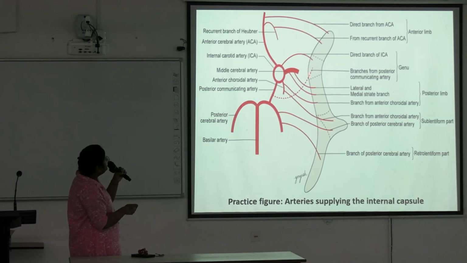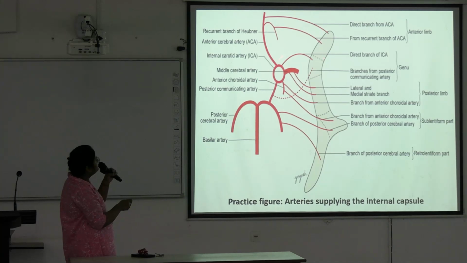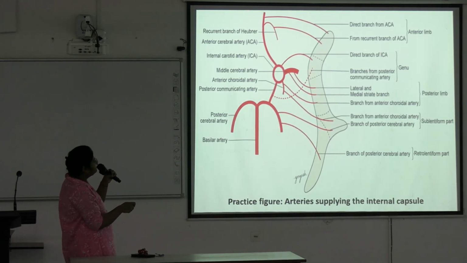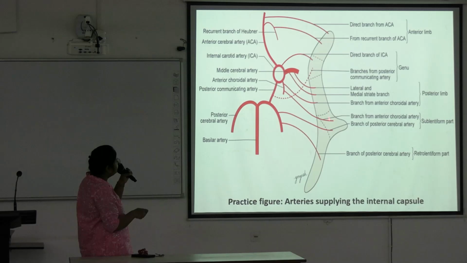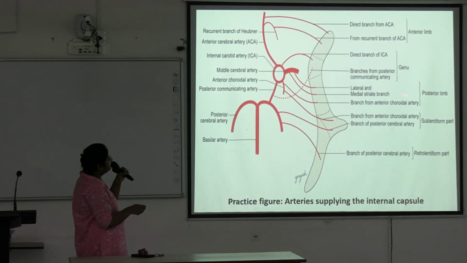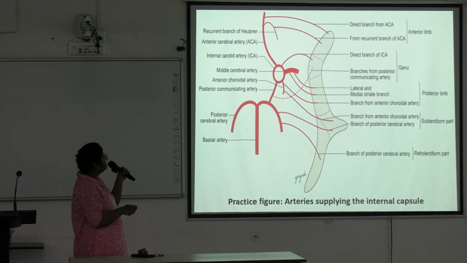And here this part is the genu. It is supplied by direct branches from the internal carotid artery, and some branch of posterior communicating artery. Genu is supplied by these two. And next there is the posterior limb. It is supplied by lateral and medial striate branches and a branch from anterior choroidal artery. This is the anterior choroidal artery, also a branch from internal carotid. So the posterior limb is supplied by these three: lateral and medial striate branches and a branch from anterior choroidal artery.